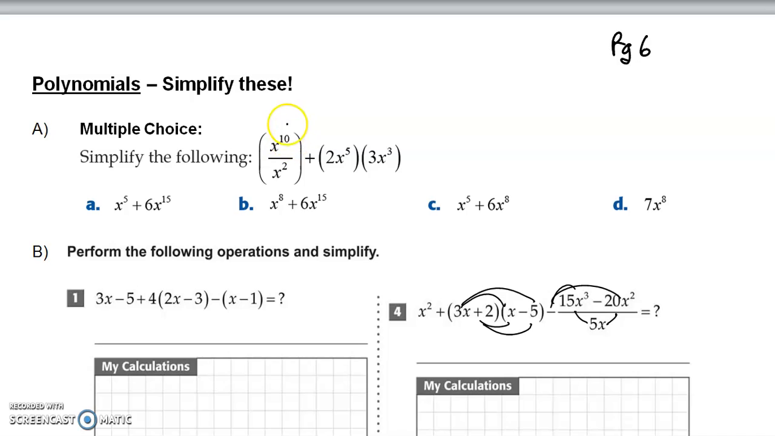X to the 10 over x to the 2 is going to be x to the 8. Remember, you subtract the exponents. And then the second part, I'm multiplying, so that's going to be plus 6, right? 2 times 3. And then x to the 5 and x to the 3, you add those exponents.